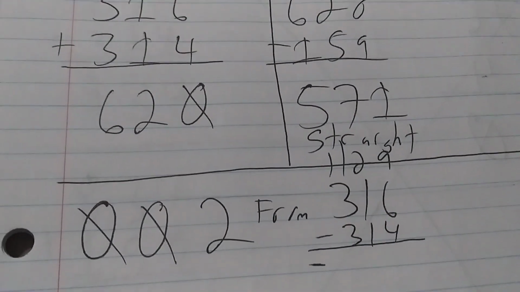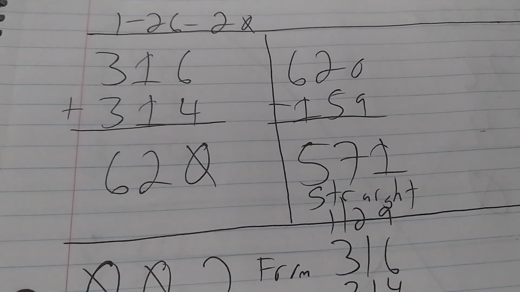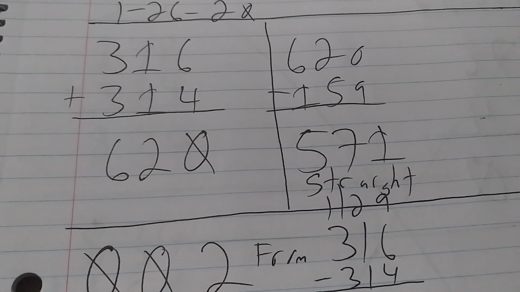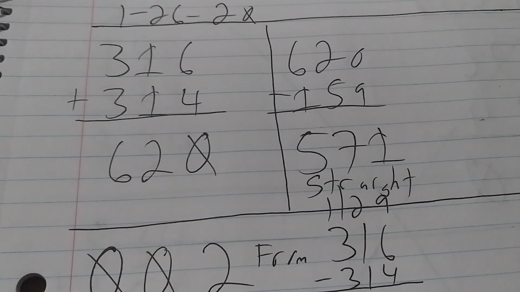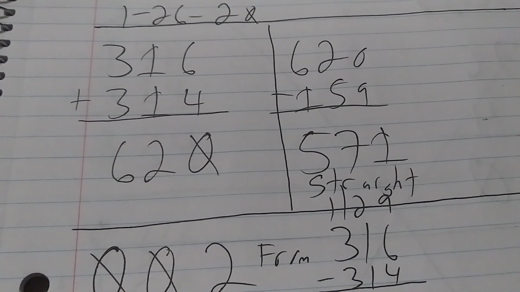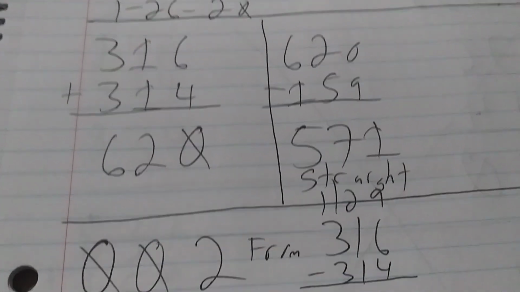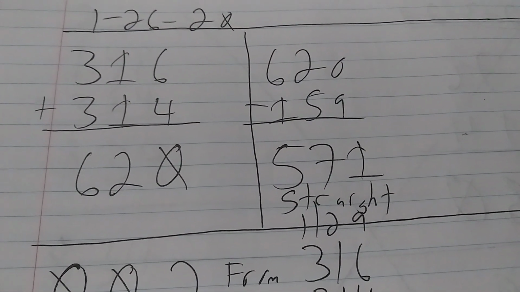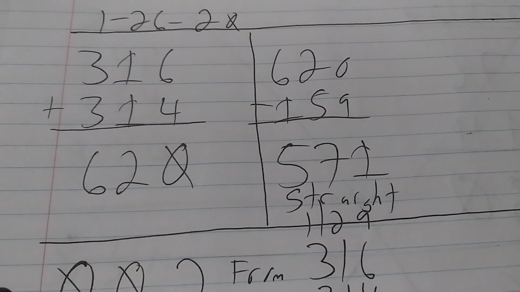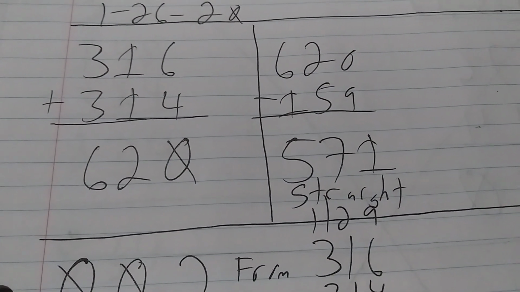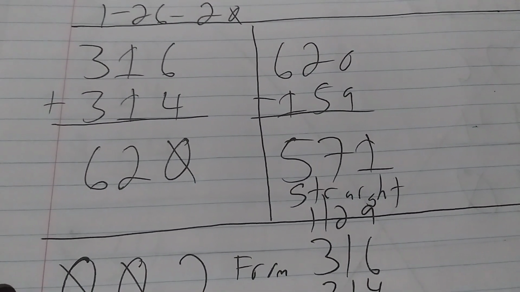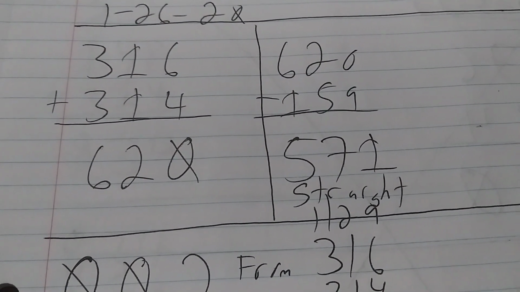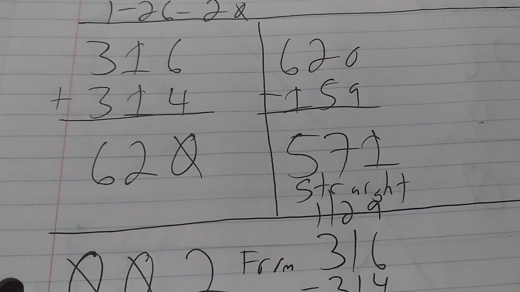On January 26th, you had 316 hit. You're going to add 314 to that, so 3 plus 3 is 6, 1 plus 1 is 2, and then 6 plus 4 is 0. 620 did not hit in the next 7 days. You're going to also take off 159 from 620. 6 minus 1 is 5, 12 minus 5 is 7, and then 10 minus 9 is 1. And that did hit straight on January 29.